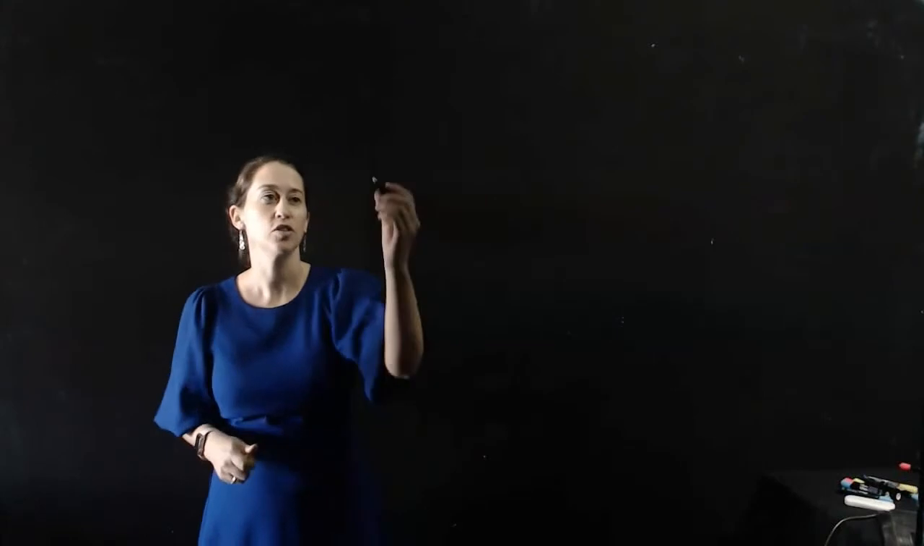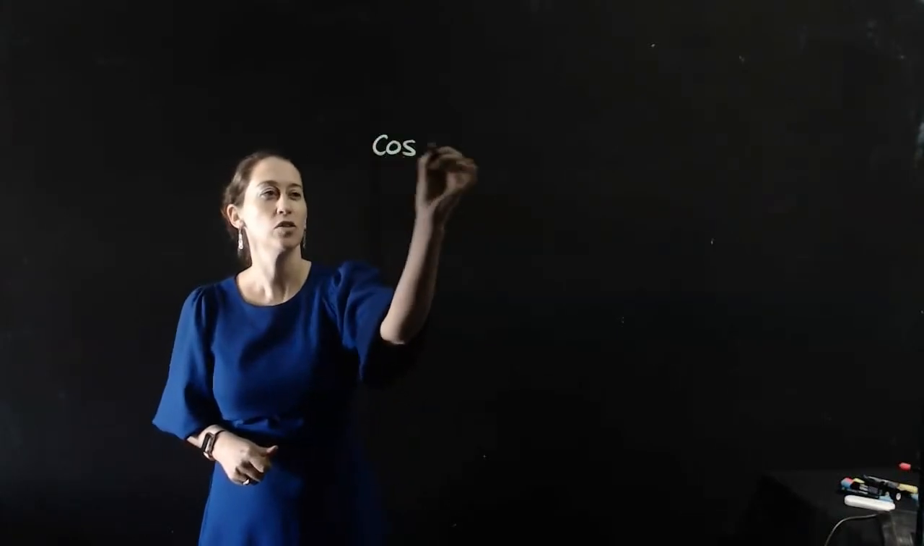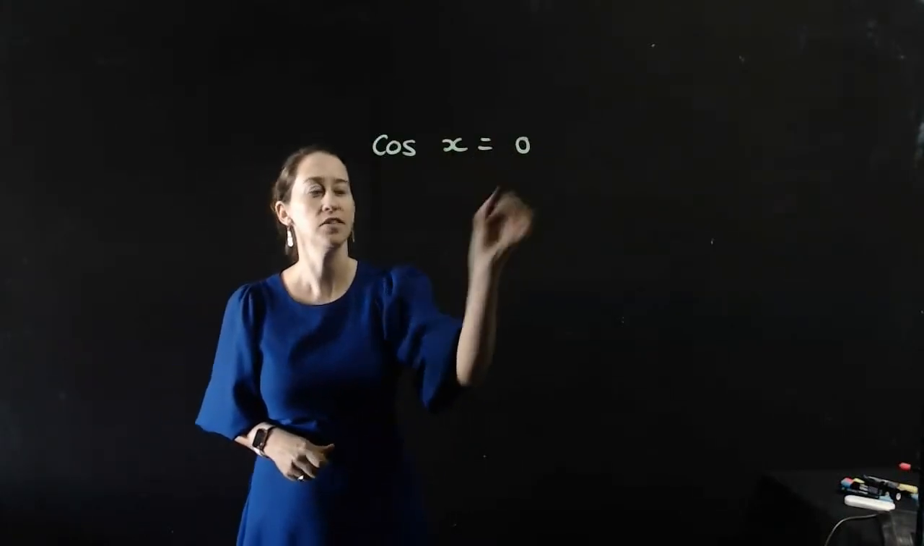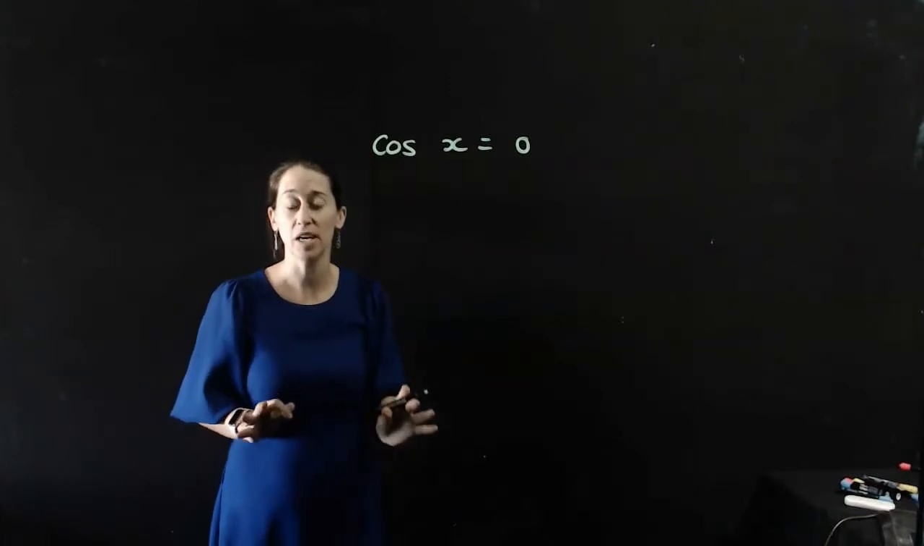Otherwise, I'm going to just break down solving simple basic trigonometric equations. So I'm going to start by linking an equation with the graph. And I'm going to go back to what we learnt when we were in year 9 trigonometry. So let's just talk about cos x equals 0. This is a basic equation that we need to be able to solve.